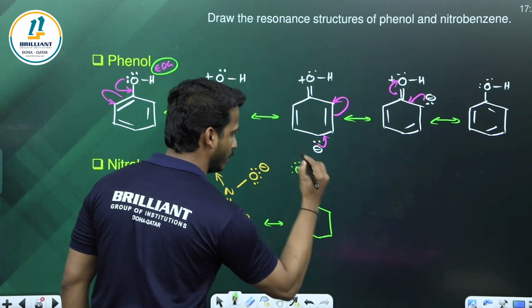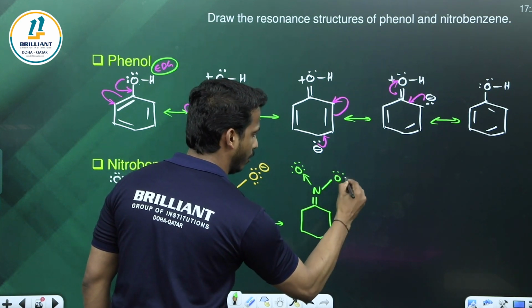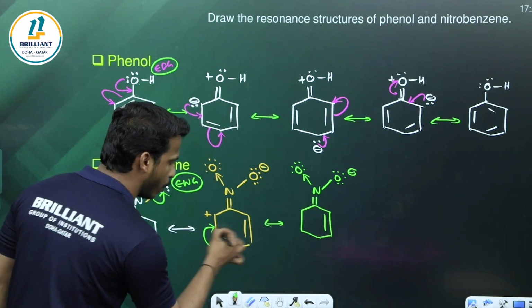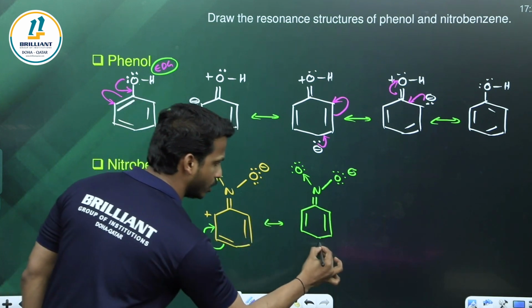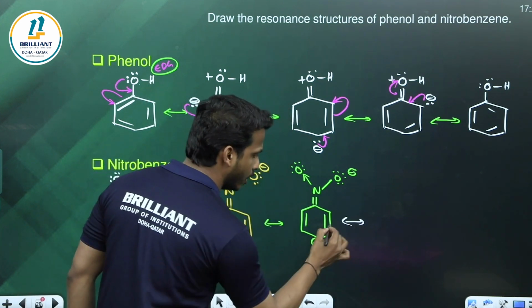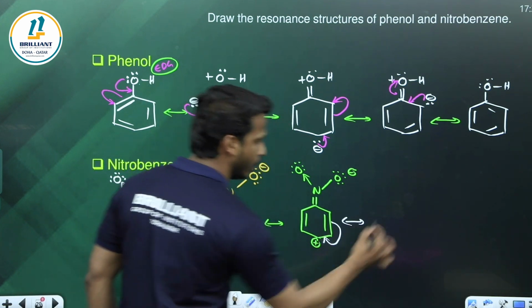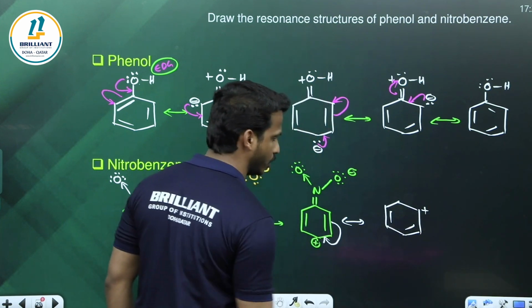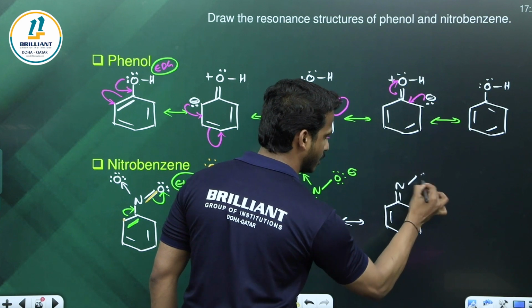1, 2, 3, 4, 5, 6. 1, 2, 3, 4, 5, 6, negative. So this is already there. Now this bond shifted here and the new positive charge will be here. I hope you are able to guess what the next shift is. This bond shifted here, so there will be new bonds here, plus charge here, upper side as it is.